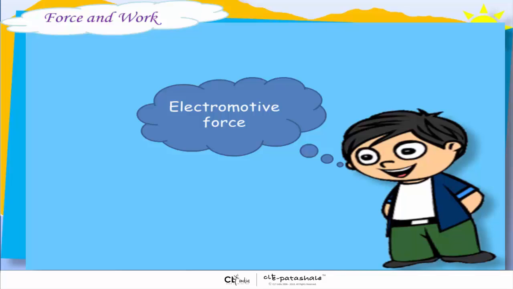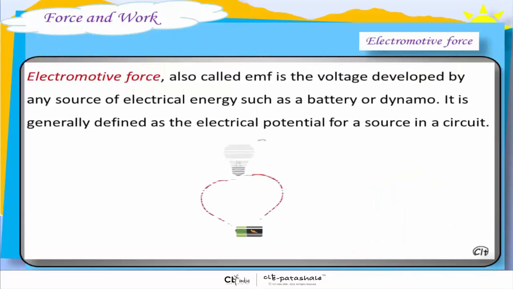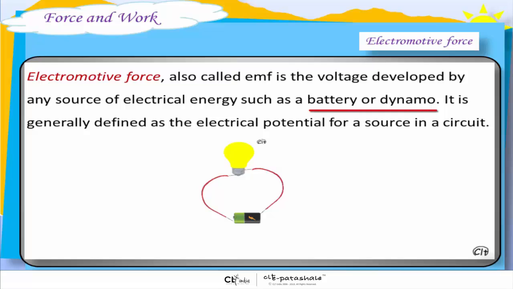Electromotive force. Electromotive force, also called the EMF, is the voltage developed by any source of electrical energy such as a battery or a dynamo. It is generally defined as the electrical potential for a source in a circuit.